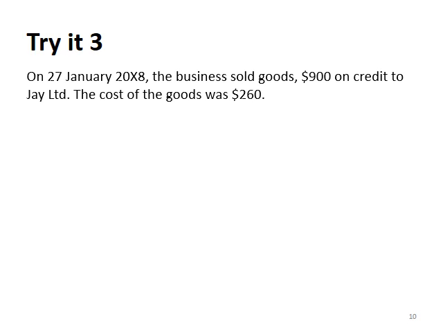Alright, we'll try the last example before you go hands-on and learn by yourself how to use the double entry of recording. On 27th of January 20x8, the business sold goods $900 on credit to J Limited. The cost of the goods was $260. Please take some time to underline the keywords to help you identify the accounts affected.